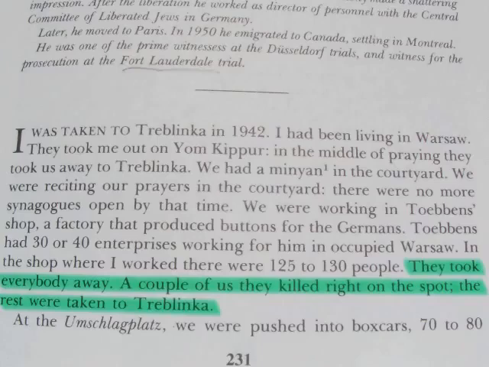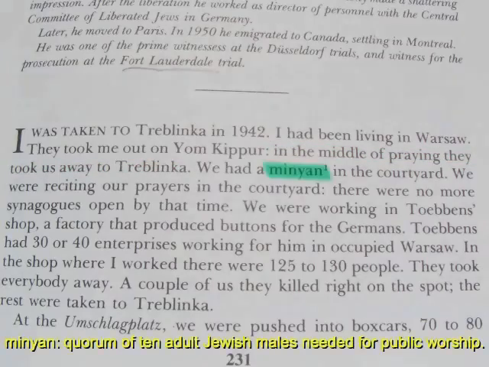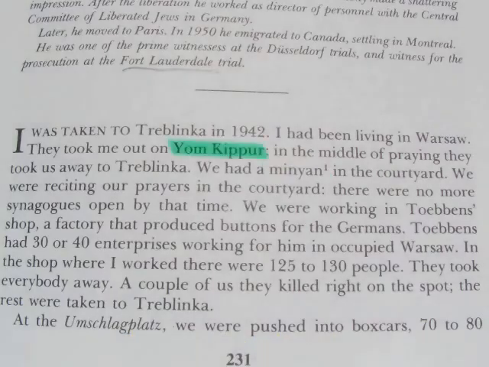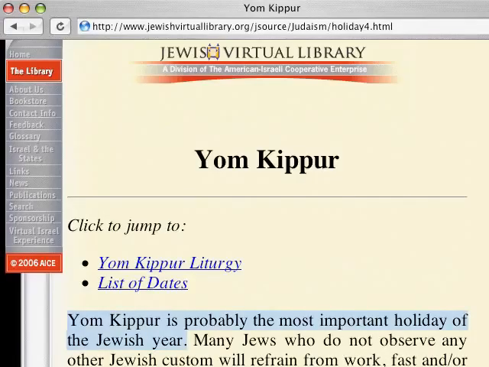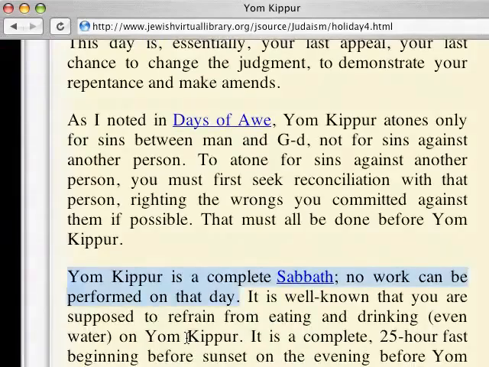In the later story, Rosman made himself more pious and the Germans more evil. A couple things here. In the footnote we see that a minyan is a quorum of 10 adult Jewish males needed for public worship. And we see Yom Kippur. We go to Jewish Virtual Library and see that Yom Kippur is probably the most important holiday of the Jewish year. It later says, Yom Kippur is a complete Sabbath. No work can be performed on that day.